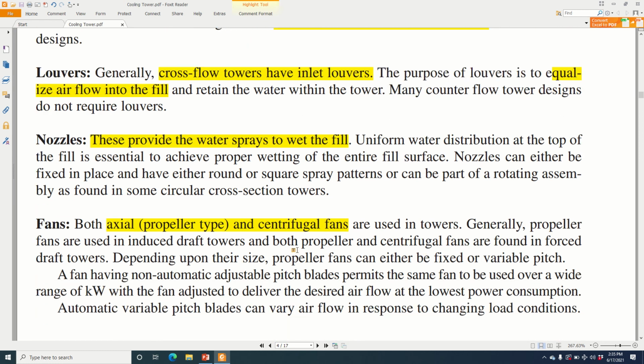Then fans are used in each cooling tower, mechanical fans, and two types of fans are used: axial type, which is also called propeller type, and the centrifugal fans. Propeller type fans are induced fans that provide sucking of air, and centrifugal fans are forced fans that provide positive pressure at the inlet.